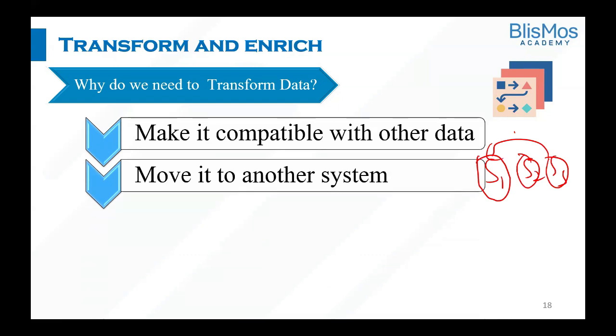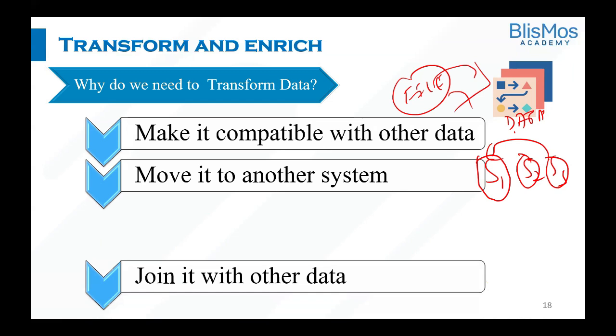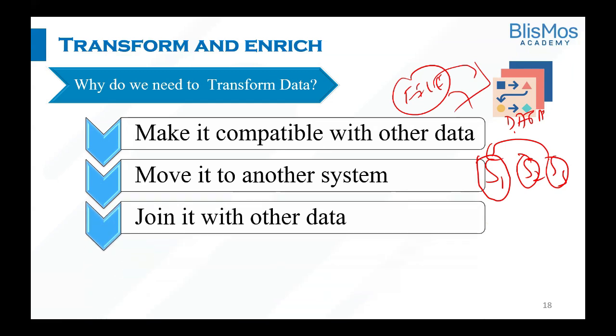So, let us say you have a file, right? But the other system is a database. Okay. It will not hold the file. It will hold the data. That is why you may have to transform the data. Okay. Join it with other data. For example, now what you are doing is there is a first name, there is a last name.